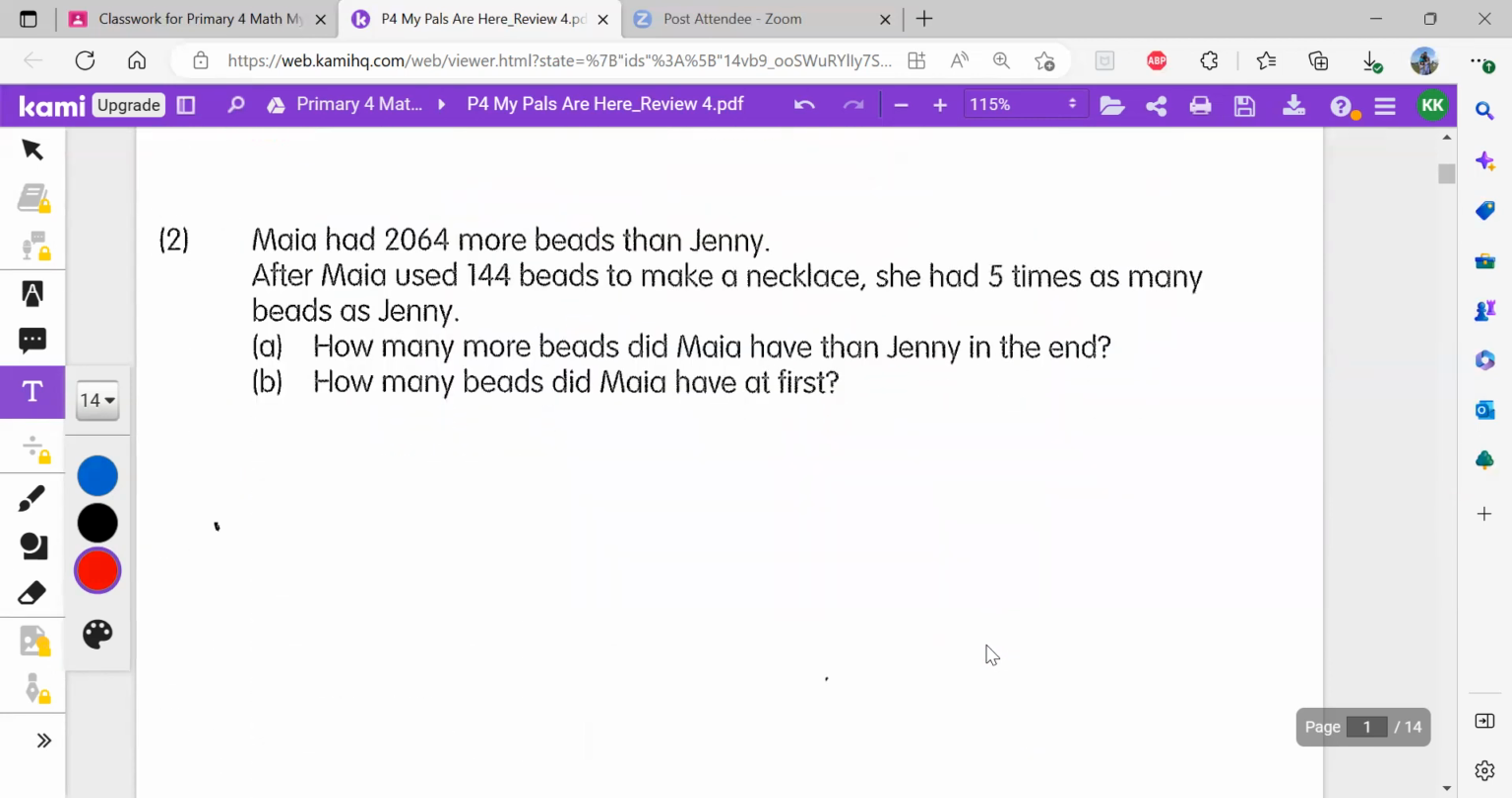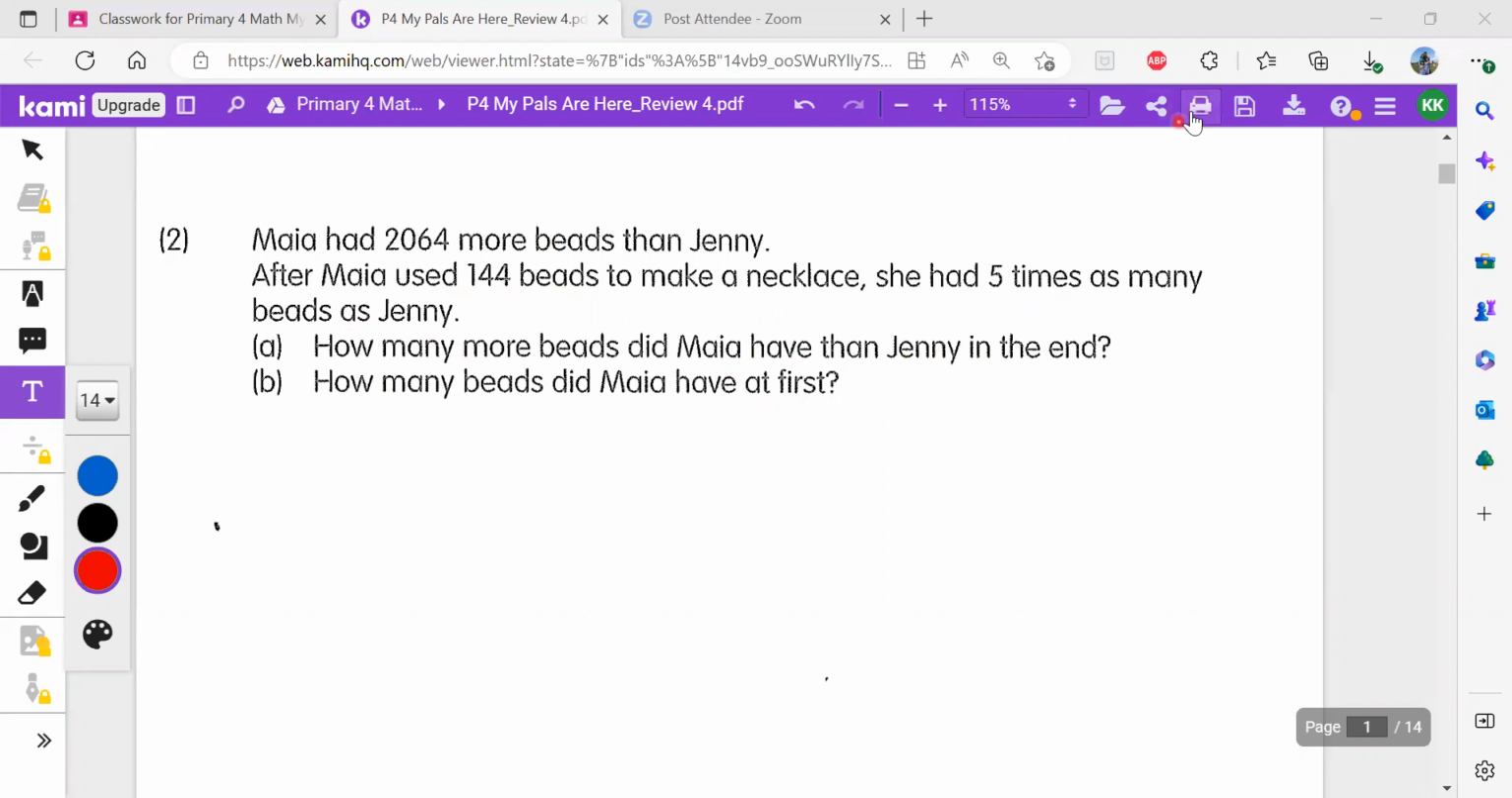Once again, if you have not done this question, you should try first before looking at the solution. Maya had 2,064 more beads than Jenny. After Maya used 144 beads to make a necklace, she had 5 times as many beads as Jenny. How many beads did Maya have more than Jenny in the end? And how many beads did Maya have at first?